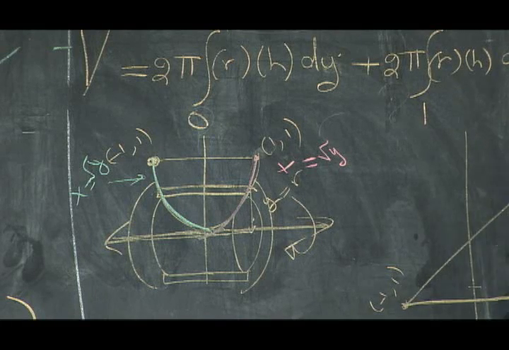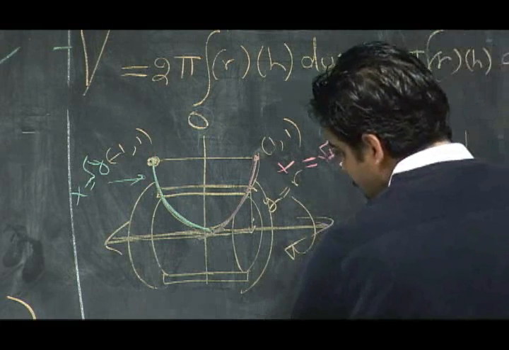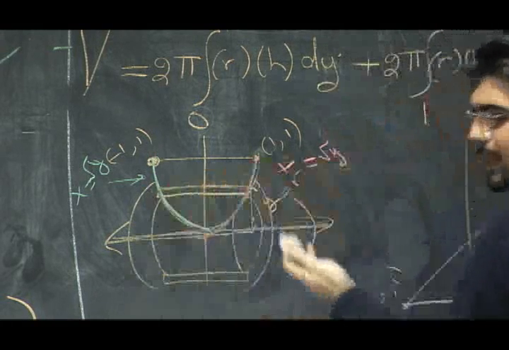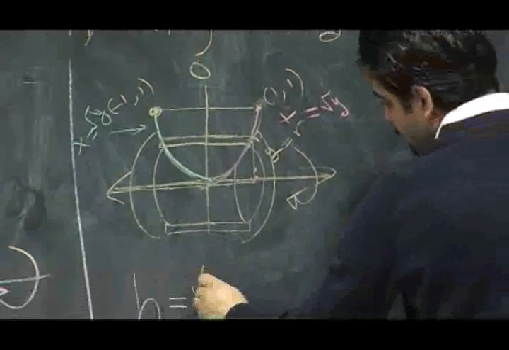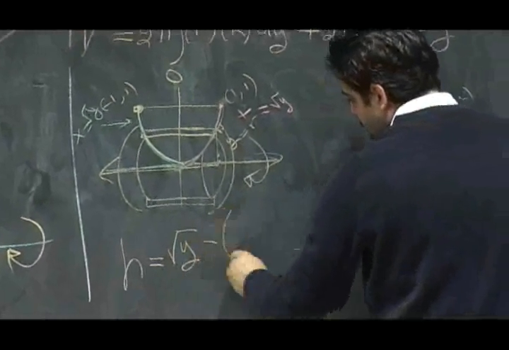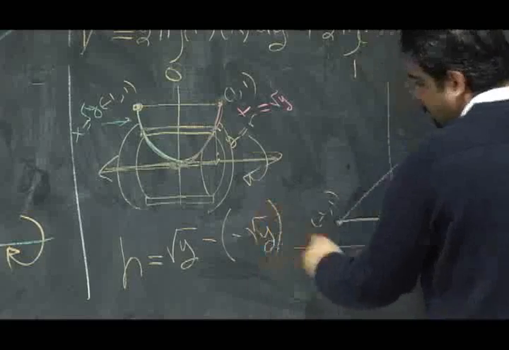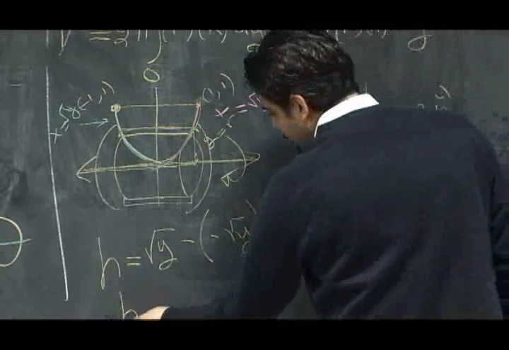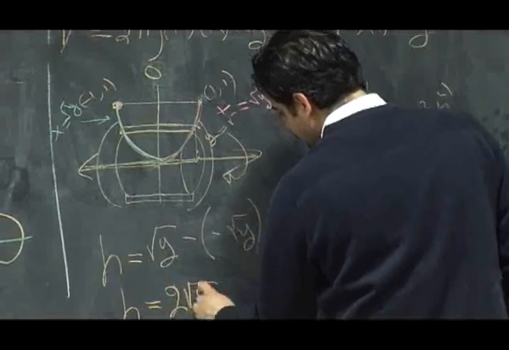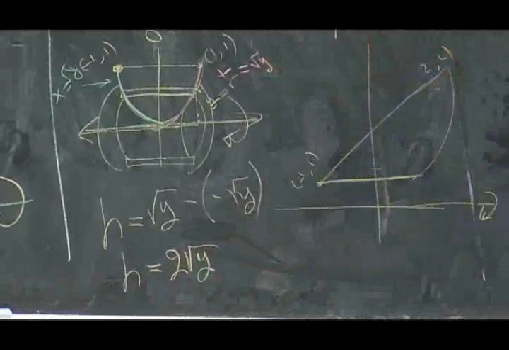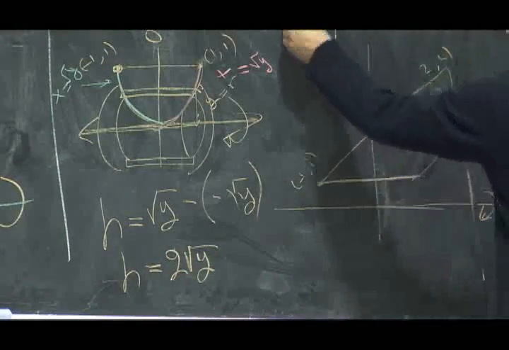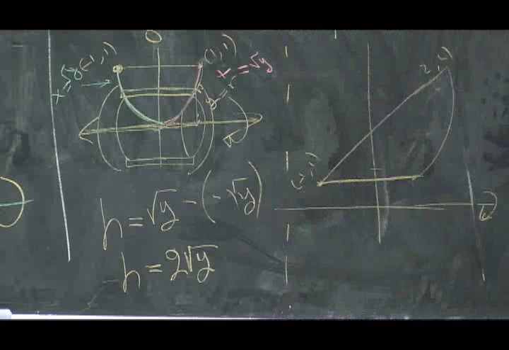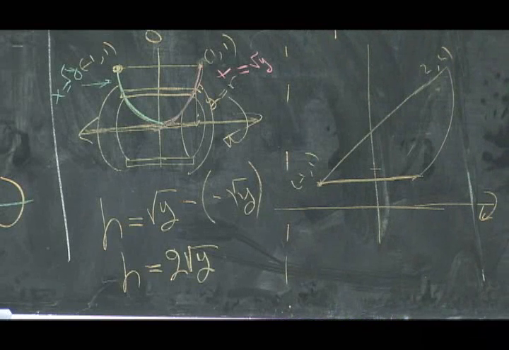So in order to get the height then, I will do right minus left, just like I did in areas. So I have to do square root of y minus negative square root of y. So the height is 2 square root of y. And that's for the first integral. As long as you get r and h, you're done, really. Now let's do the second one.